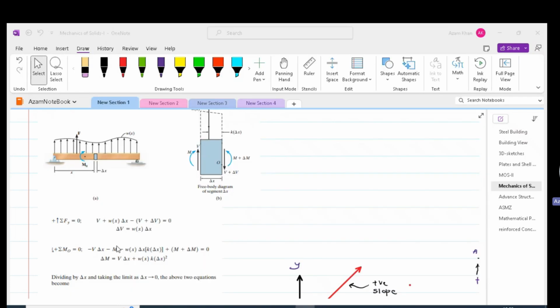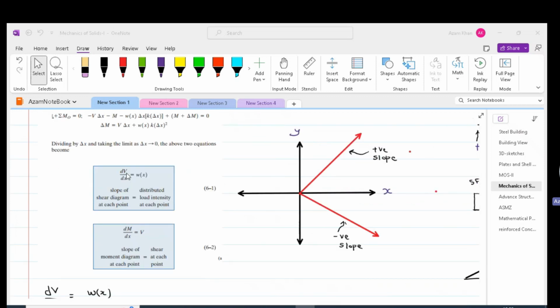If we cancel out our M, we will get delta M equal to V delta x plus W of x times K delta x squared. And delta x being a small quantity, if squared, will become even smaller, and that will make this term equal to 0. In other words, if we reduce the length delta x further, we should be able to make this term equal to 0. If the length is reduced to an infinitesimal level, then we can convert delta V over delta x to dV by dx, and similarly delta M over delta x to dM by dx.